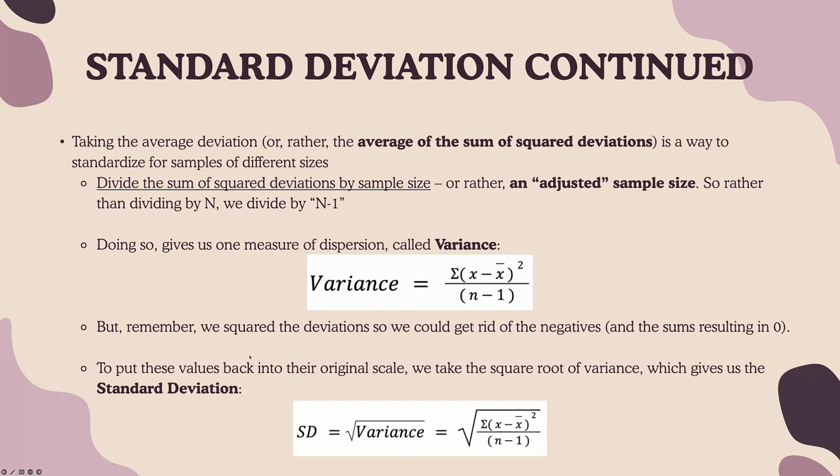So to get it back into our original scale, we take the square root of variance, and that gives us our standard deviation. So this value, take the square root of that. That's variance, so we take the square root of that, and it gives us standard deviation.